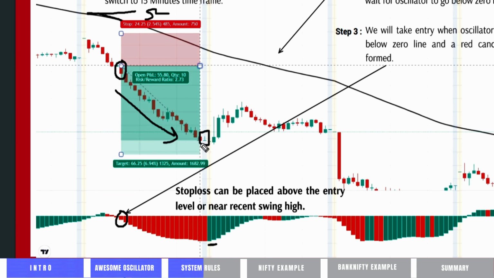So you can see that the exits are very precise. It is giving us a very good entry, and as soon as the stock is about to reverse, we are able to take the exit.